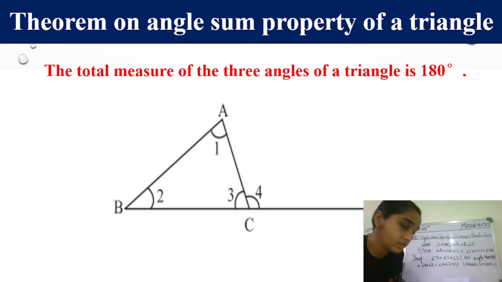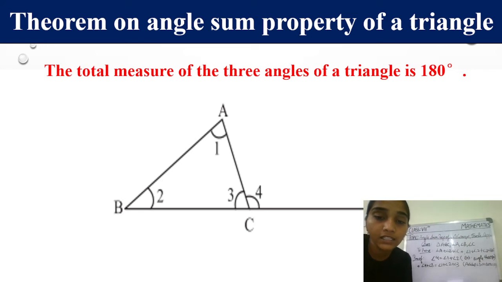Now students, we have done this much, and we have to prove that this sum is equal to 180 degrees. So how can you say that this sum is equal to 180 degrees? Are you able to think of a concept which we have studied called the linear pair? Very good. Here, angle 3 and angle 4 are forming the linear pair.